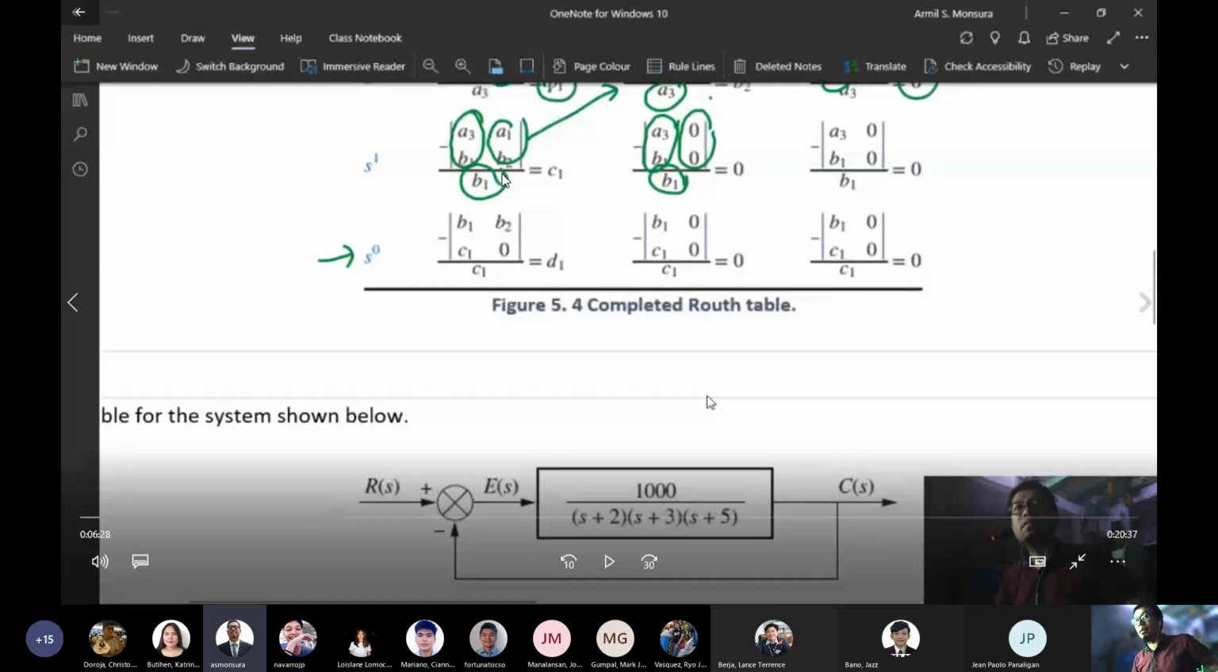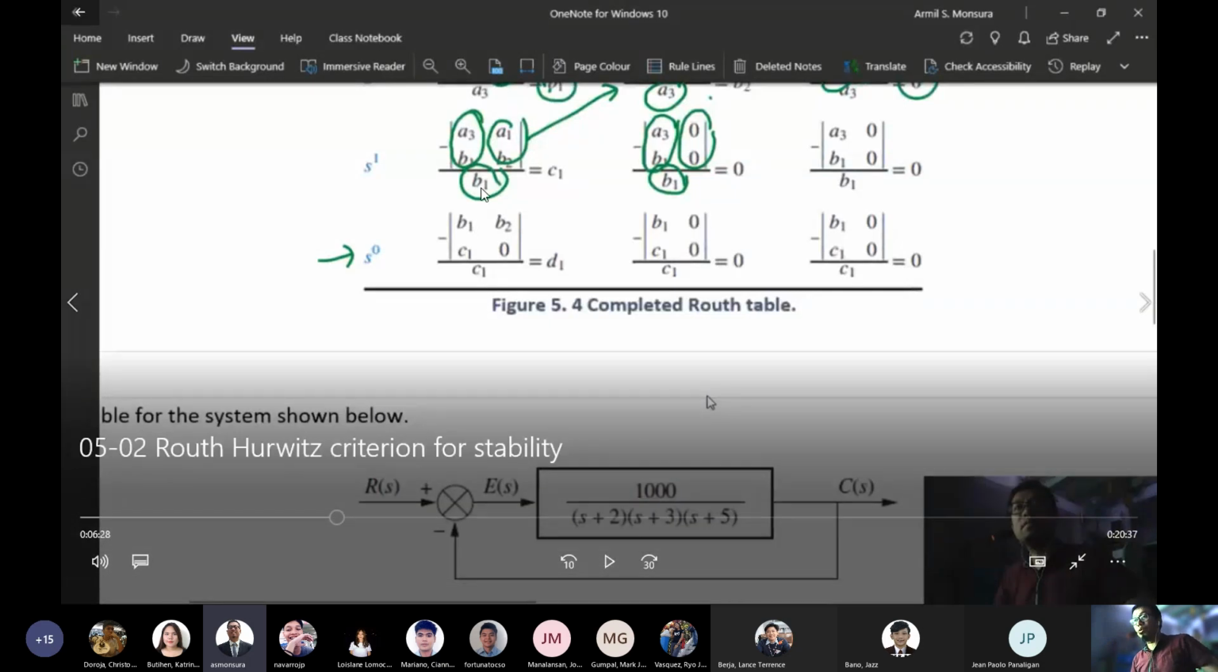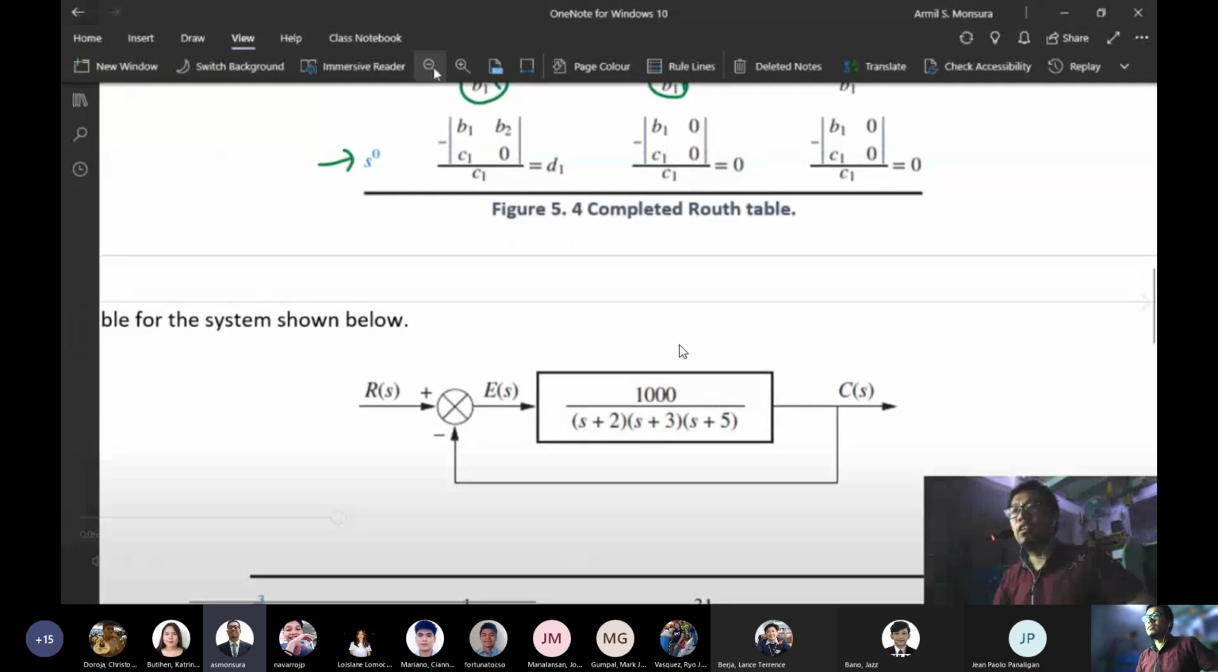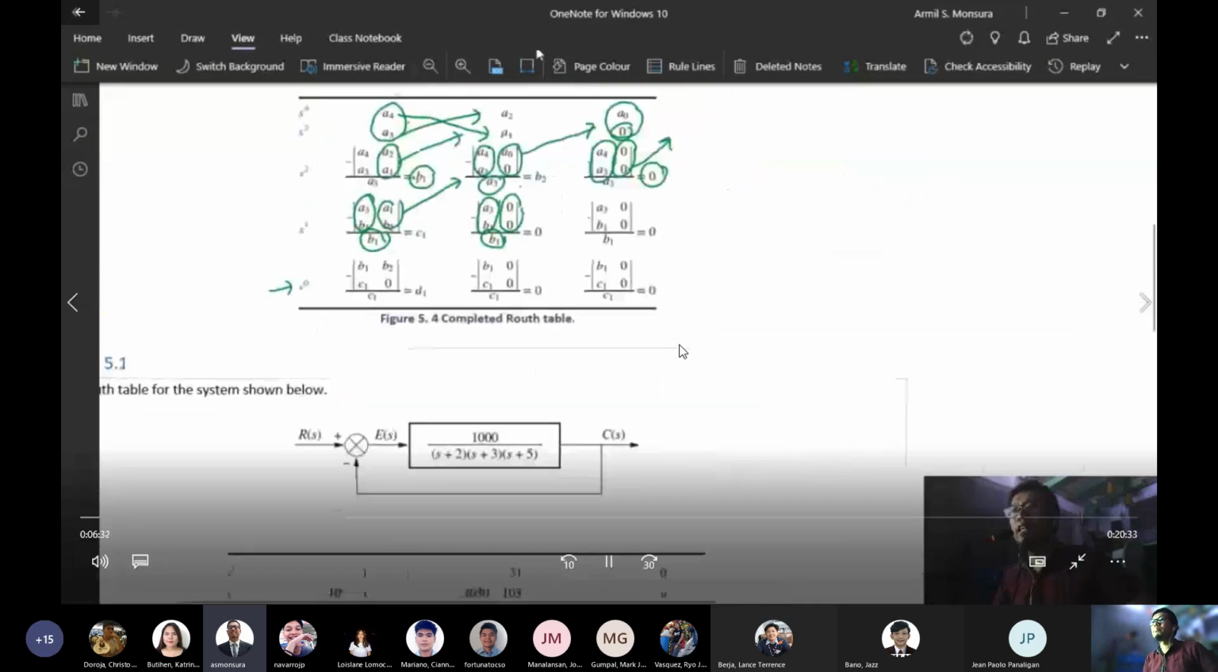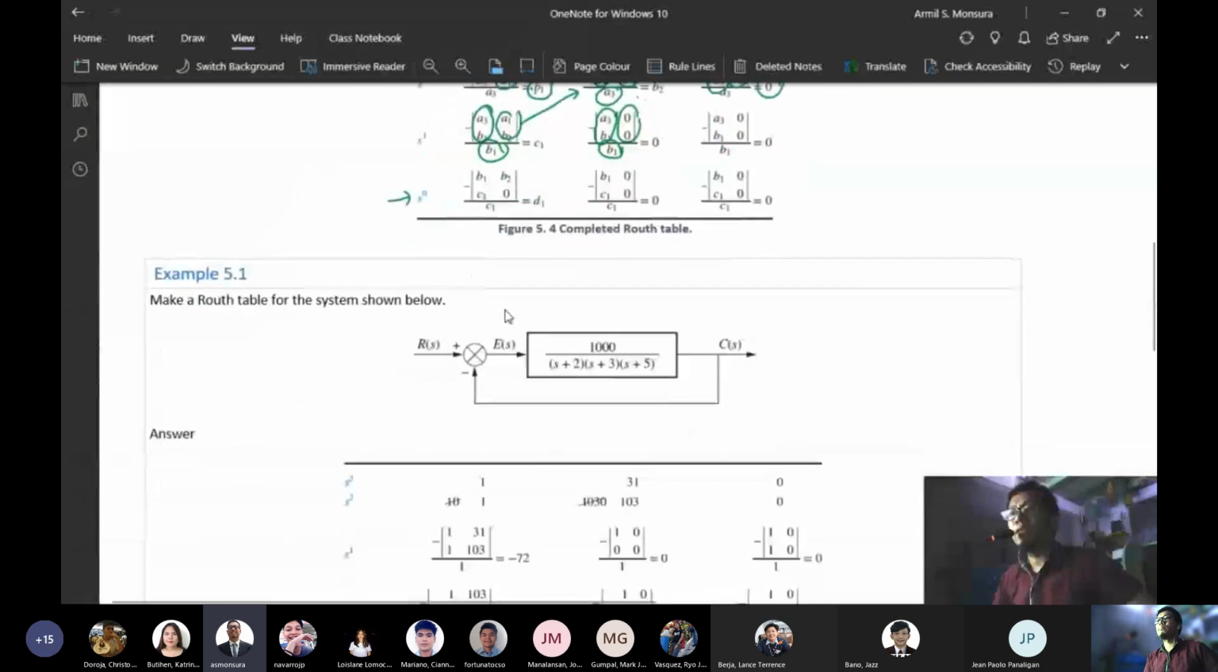Panoorin niyo mabuti yung nandun sa example. Okay, dun sa example kasi mas malinaw kung paano kumuha o paano magkumpleto ng route table. Okay? So ayan. So, let's have an example para dito sa ating system na 'to.